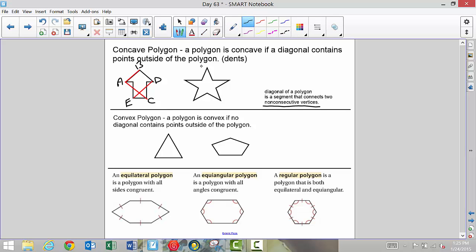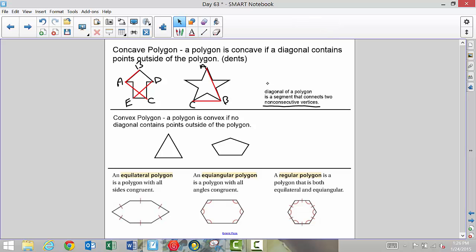Using the star example, if I connect A to B, because A and B are non-consecutive vertices, watch what happens. Okay, my diagonal is not outside, so this still could be considered a different type of polygon. But I got to check. I got to connect non-consecutive vertices. So if I connect C to B, these two points are non-consecutive because I skip a point in between. And if I connect C to B, oh, there we go. There's my diagonal. That makes this polygon concave because this diagonal is outside the shape.